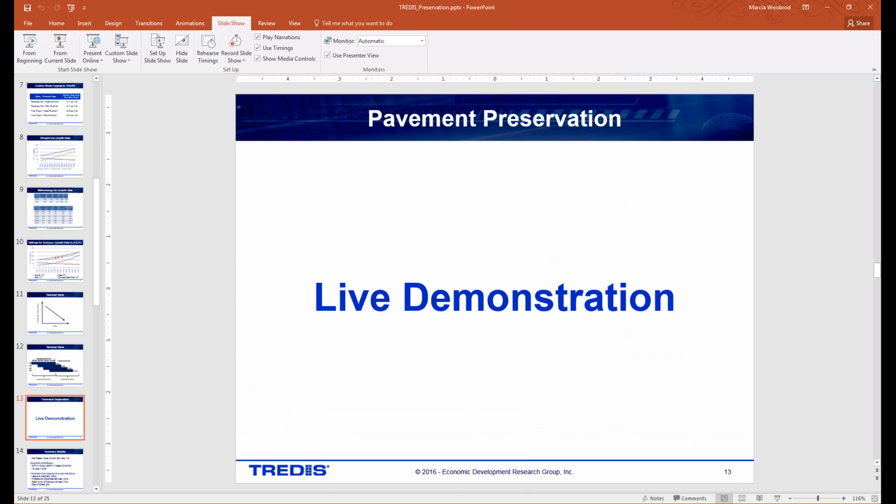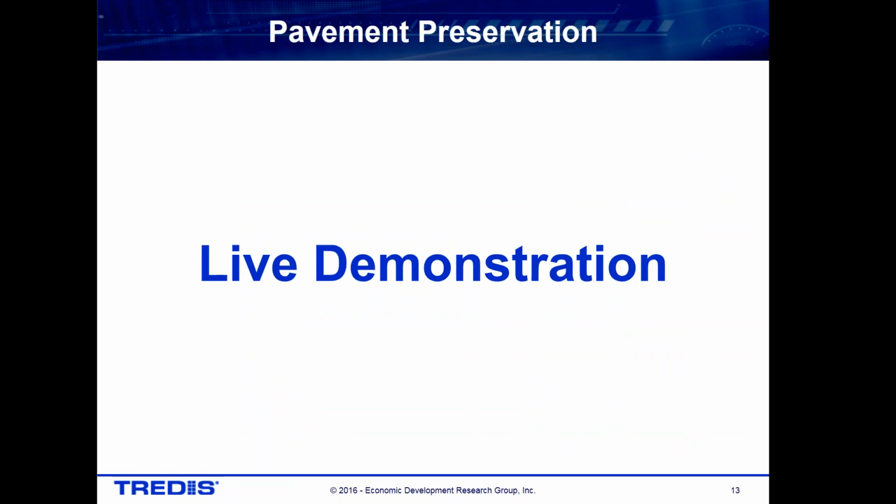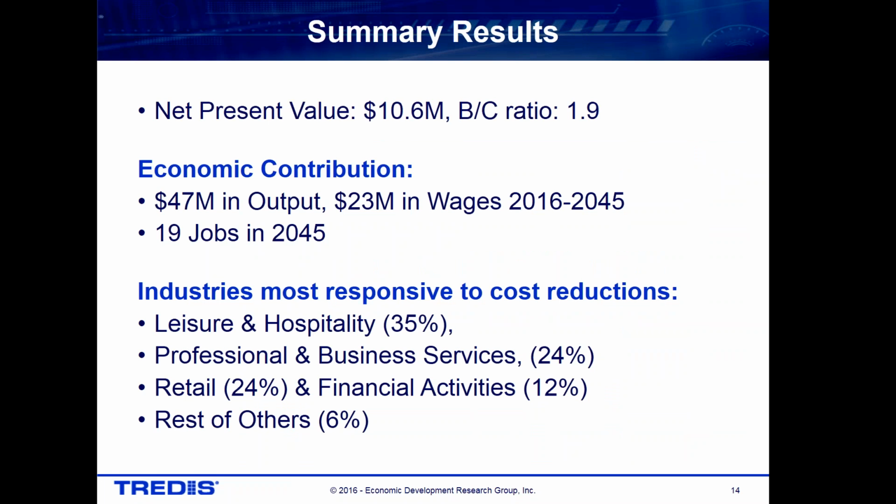Okay, so we'll go back to the presentation here. So in summary, we see the efficiency effect of getting almost $2 of benefit for every dollar of cost. We see the magnitude of the contribution of additional wages and output and growth of jobs. And we're also able to see what businesses are particularly sensitive and respond well to cost savings and growth.